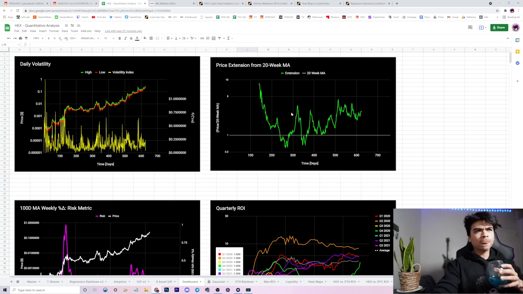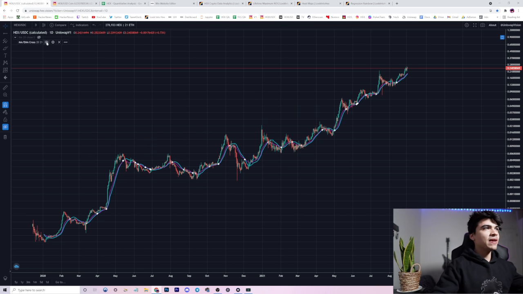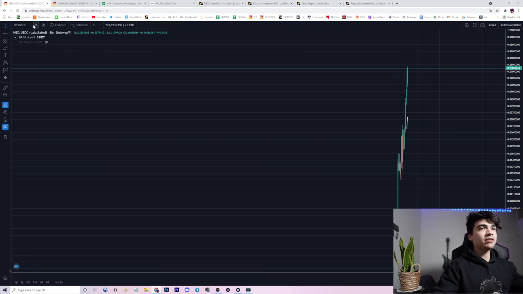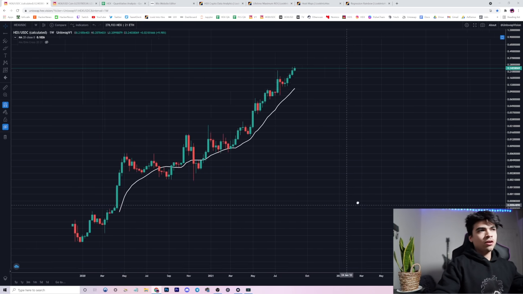This one here catches my eye. The price extension from the 20-week moving average. This green chart right here, and I'll zoom in on it a little bit. Now let's get rid of a bunch of this, and we'll look at a weekly time frame. That's the monthly, excuse me. This here is a weekly time frame.